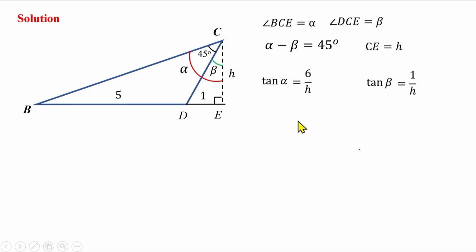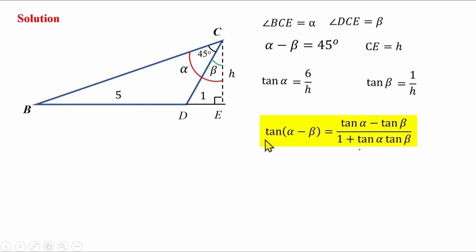And then we will use the well-known equation of trigonometry, which provides tangent of difference of two angles through the tangents of each of them. Instead of alpha minus beta, we will use 45 degrees. Instead of tangent alpha and tangent beta, we will use these values. And we will have the following expression.